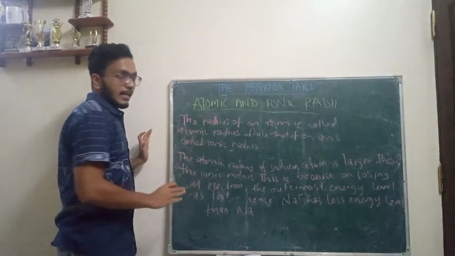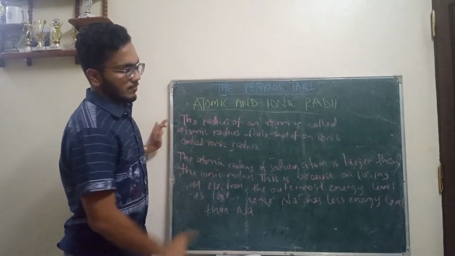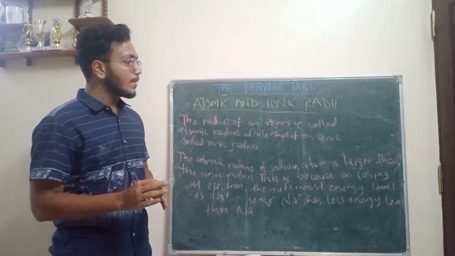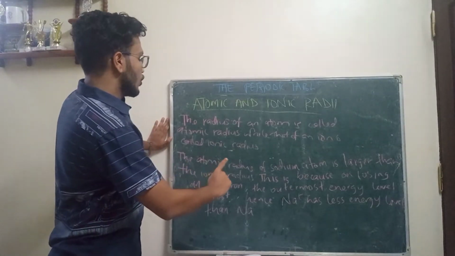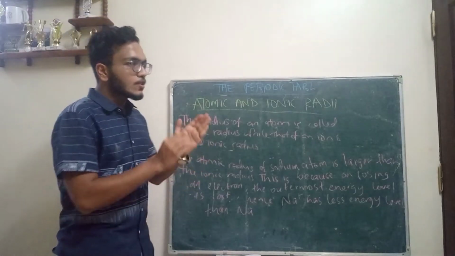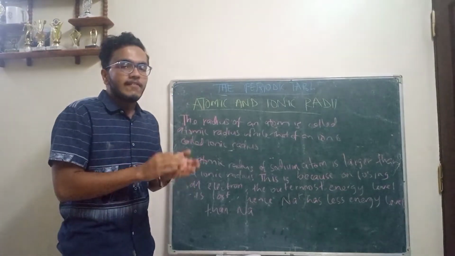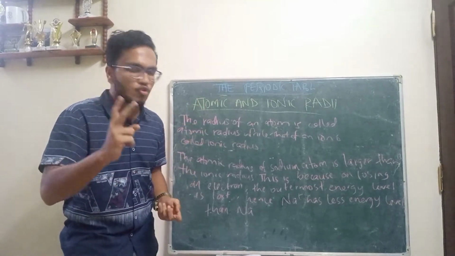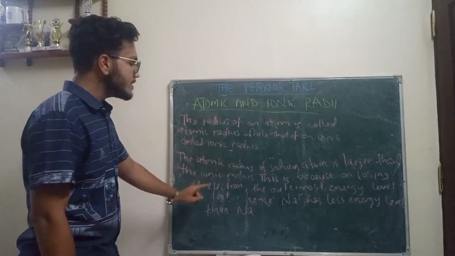Now read this with me, and I am going to explain this carefully. The atomic radius of sodium atom is larger than the ionic radius. This is because on losing an electron, the outermost energy level is lost. The sodium atom has 3 energy levels and 1 electron in the outermost energy level. When that electron is lost, and then that energy level is lost, how many energy levels are left? 2.